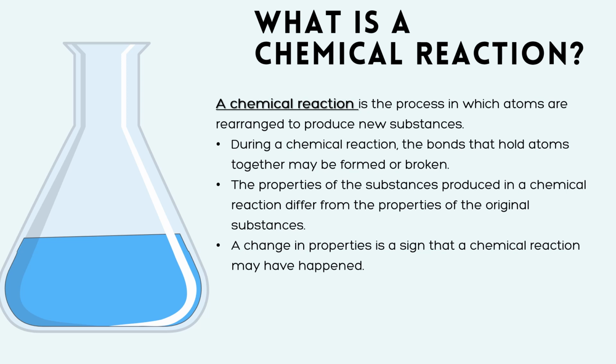And what are the properties? The properties of the substances produced in a chemical reaction differ from the properties of the original substances. So the chemical reaction happens when the properties of the original substance change. And the change is a sign that a chemical reaction may have happened.